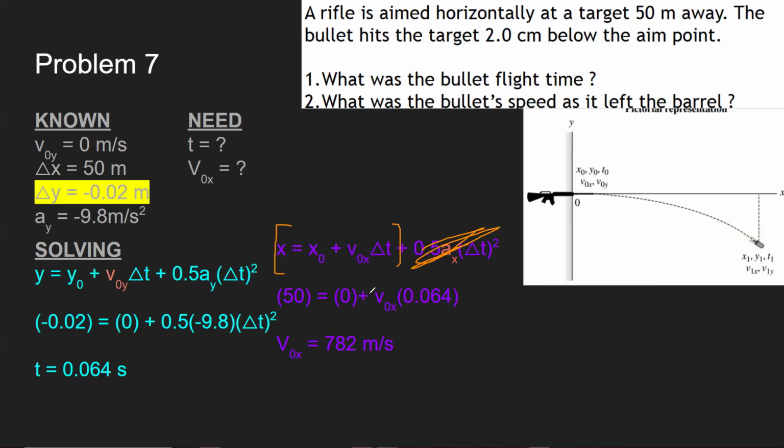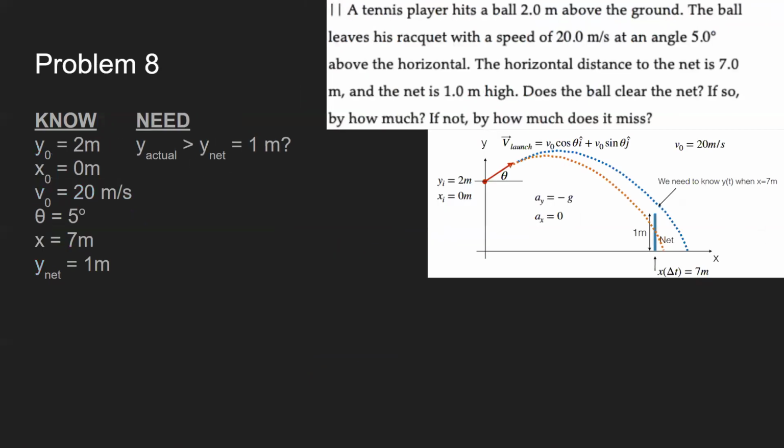So you plug in these values and solve for VOX, or initial x velocity, and that's 782 meters per second. Does that make sense? Yeah, it does, because it's a rifle, so it should be a very fast velocity. So that one, once again, is not a hard question at all, but you just would have to know, oh yeah, that's zero in this situation. That's zero. It would cancel out. You have to know those little things. All right, last question that we will do in this video.